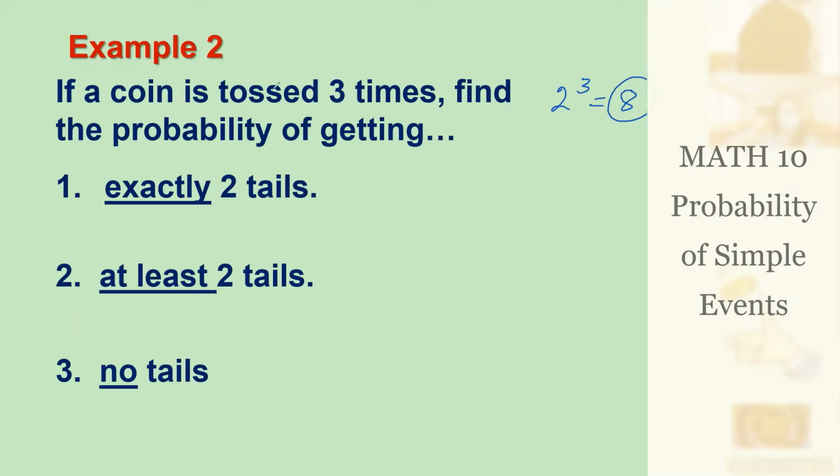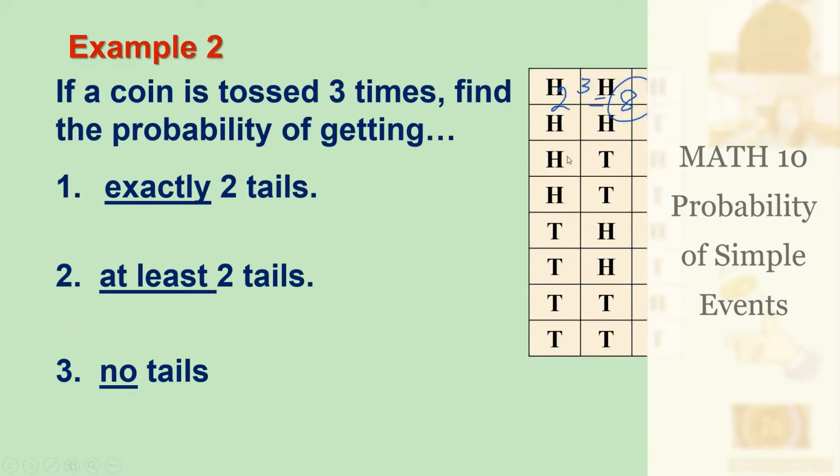And remember, if you will have the table, you'll have 8. Remember this table? So you have 8 outcomes: all heads, head, head, tail, head, tail, head, head, tail, tail, tail, head, head, tail, head, tail, tail, tail, head, all tails. So these are the possible outcomes.